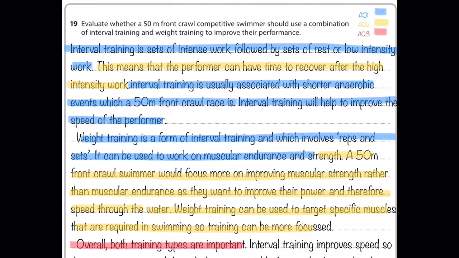Weight training is a form of interval training which involves reps and sets. It can be used to work on muscular endurance and strength. So a 50-metre front crawl swimmer would focus more on improving muscular strength rather than muscular endurance, as they want to improve their power and therefore speed through the water. So here we've identified that weight training will improve either, but then we can say which one a swimmer would want more, and therefore they can target their training to specific muscles, so their training can be more focused.